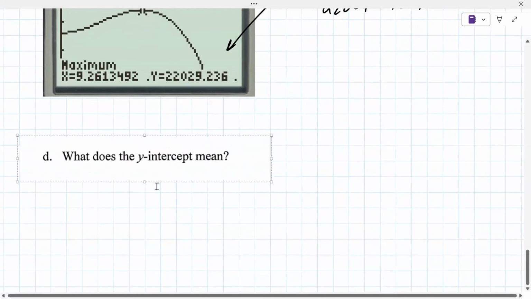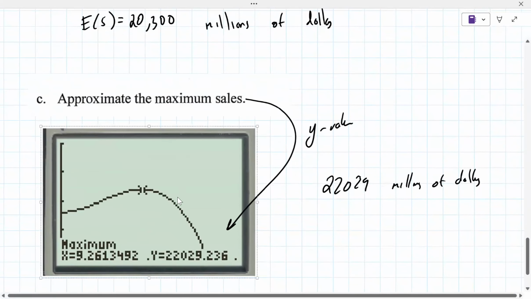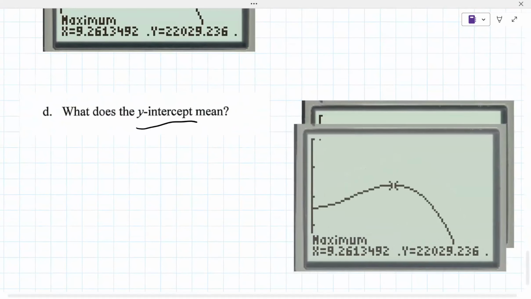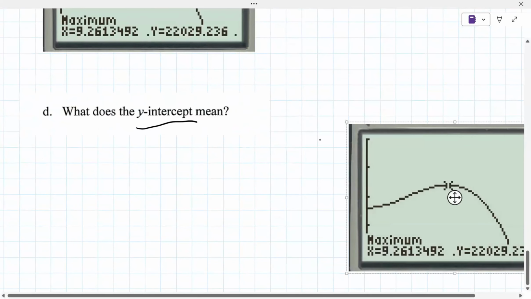Do part B. What does the y-intercept mean? So if we go back to the graph, I guess this is the only graph I got here that's any good. The y-intercept is right there. And it's when you're finding E of 0, which means that T equals 0, which is year 1994. So in your class, they want you to be able to write a sentence to interpret.